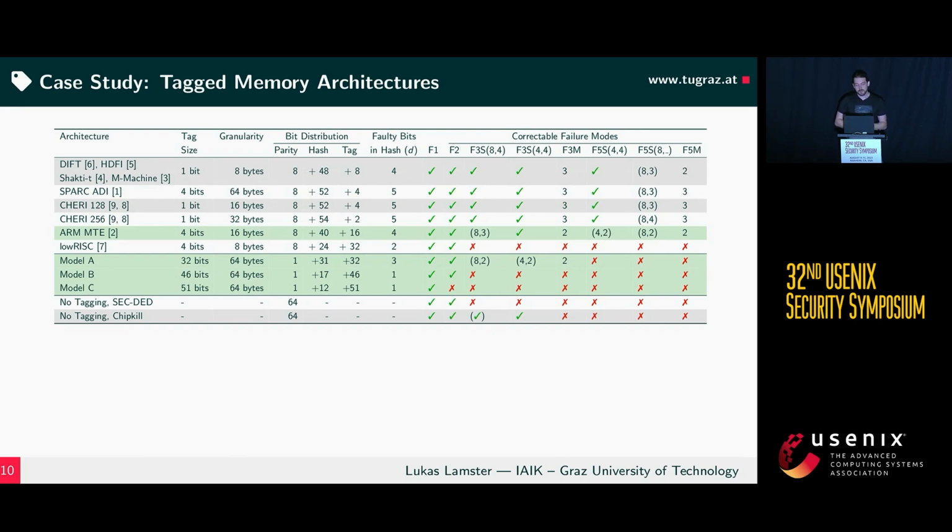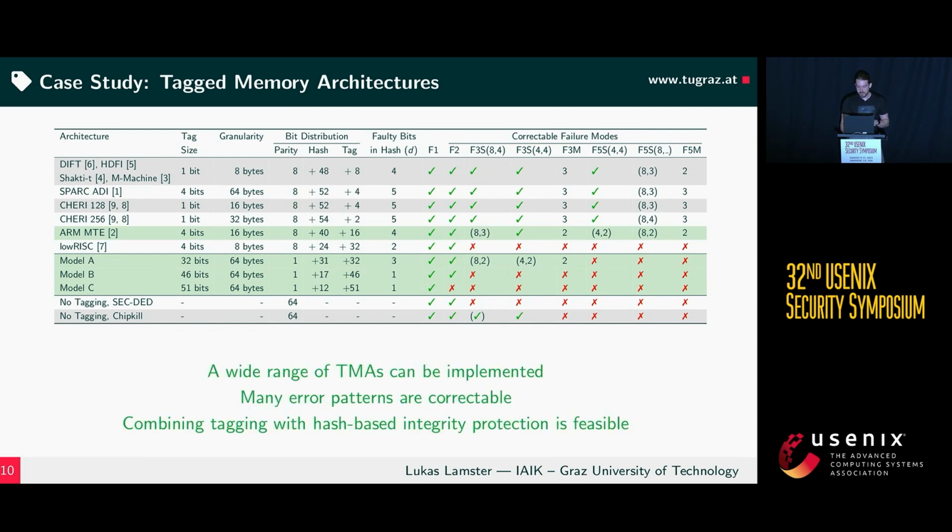Also, we investigated 3 theoretical models where we increased the size of the tag. Models A, B, and C here are basically used to find out the limits of our approach. And we find that we can go up to a tag size of 51 tag bits while still offering a bit of error correction and detection. So a wide range of tag memory architectures can be implemented, many error patterns are correctable, and combining tagging with hash-based integrity protection seems to be feasible.